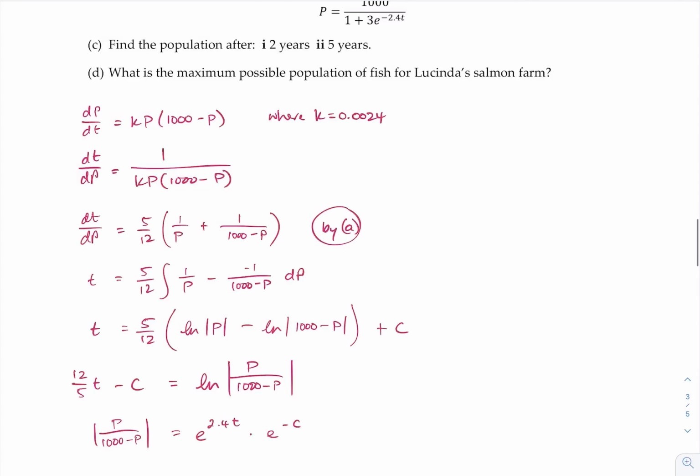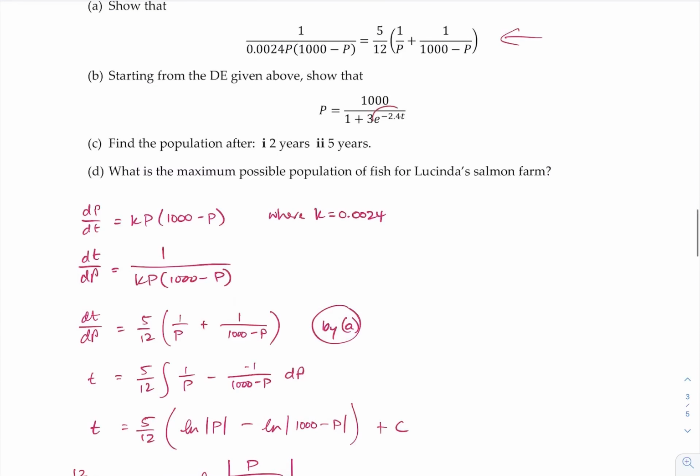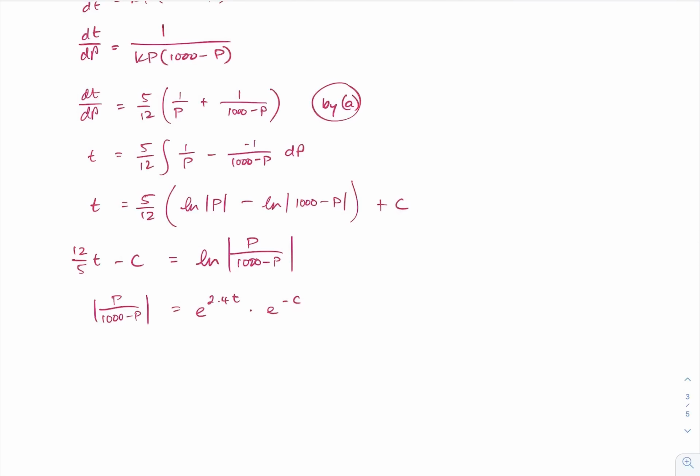Now we've got e to the 2.4t, whereas here we get e to the negative 2.4t. Why the difference? Well, this is in a denominator and we're not there yet. Okay, we're not up to a denominator yet. So that will come when we divide by e to the 2.4t later on.